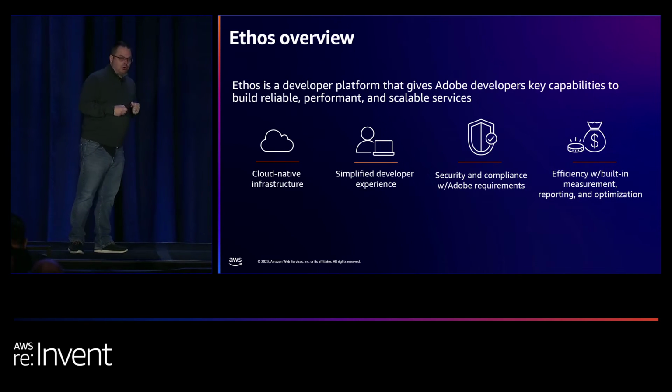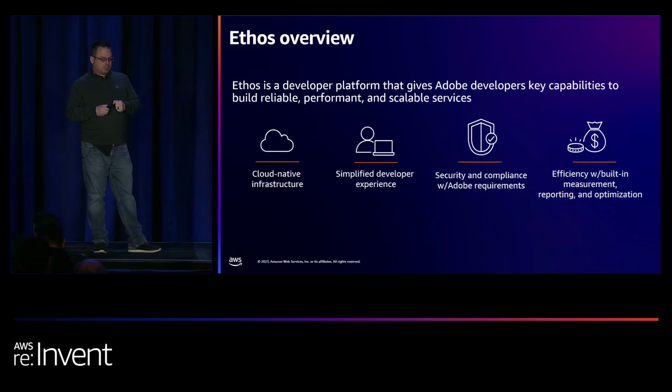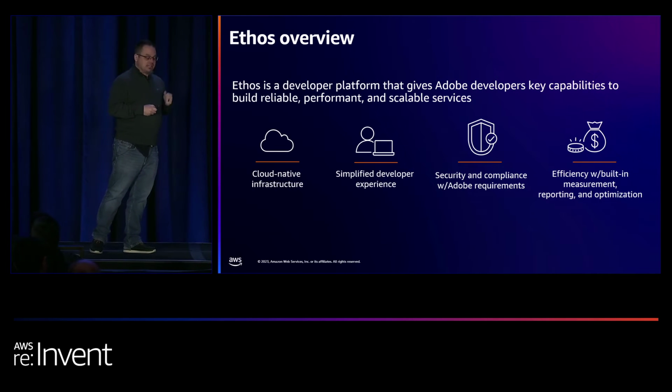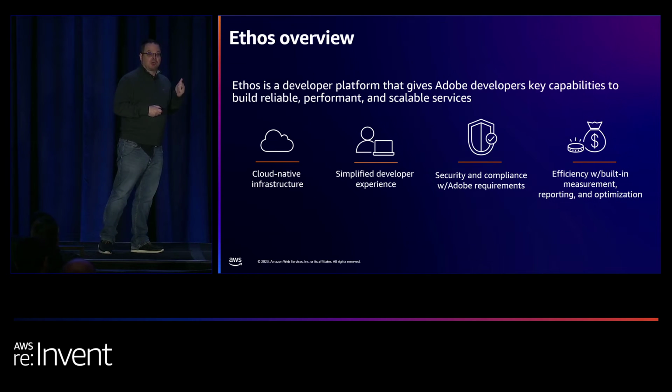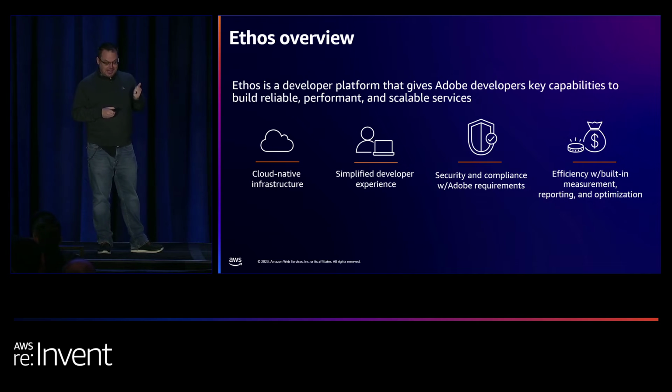At Adobe, the core of our developer platform was built in 2016, and it's called Ethos. When we first built it, we built it upon Mesos, and then it became quickly obvious we bet on the wrong horse, and we quickly pivoted to Kubernetes.